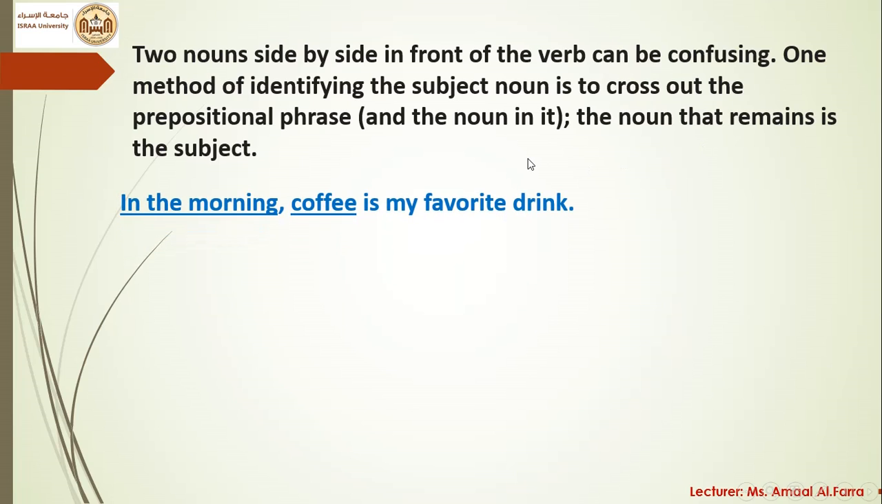Let's see the example. When I say, for example, "In the morning, coffee is my favorite drink," we have two nouns. We have coffee, we have morning. So you may be confused. Which one is the subject? Is it morning? Is it coffee? In order to know which is the subject of a sentence, you can cross out the prepositional phrase with its noun, like this. In the morning, this is a prepositional phrase having a preposition, the article the, and a noun. They are crossed out. Coffee is my favorite drink, so the subject of my sentence is what? It is coffee. Okay?